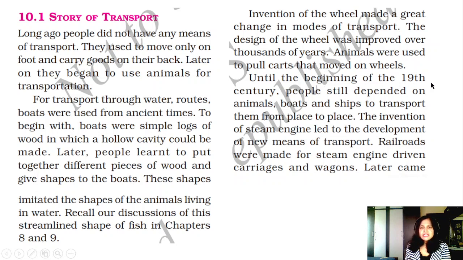Until the beginning of the 19th century, people still depended on animals, boats, and ships to transport them from place to place. The invention of the steam engine led to the development of new means of transport. Railroads are made for the steam engine driven carriages and wagons. That means a railroad is a railway track where the rail can move on it. Railways had the steam engines. It led to the invention.